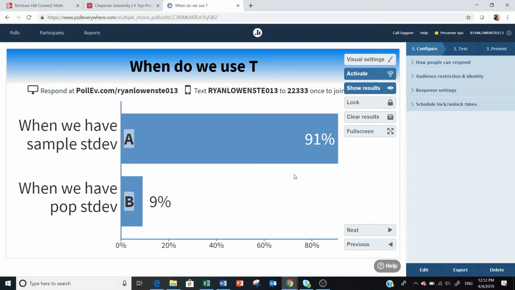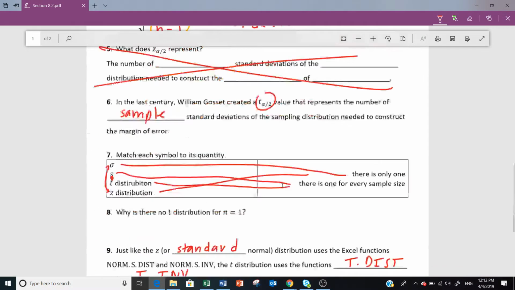Okay, good. That's correct. Very good. We use T when we have sample standard deviation. How do we find sample standard deviation again? STDEV.S. Okay, when do we use NORM.S? Population. Good. If it was the reverse, when you use NORM.S, you use population standard deviation. Okay, good. I think I'm moving a little slow today.